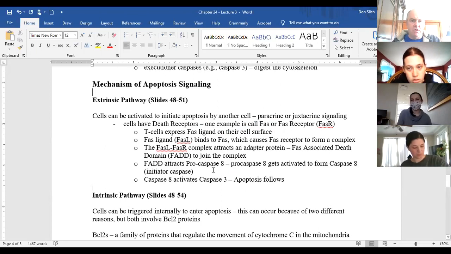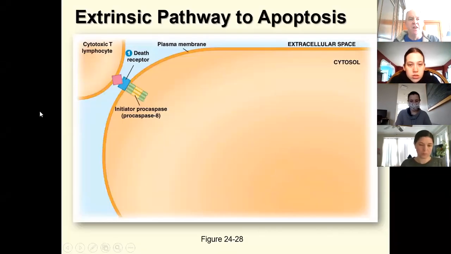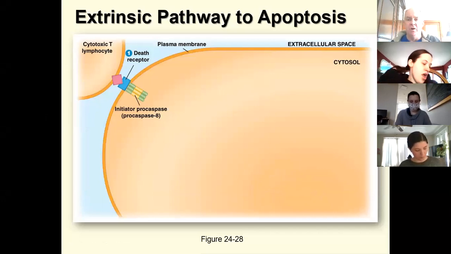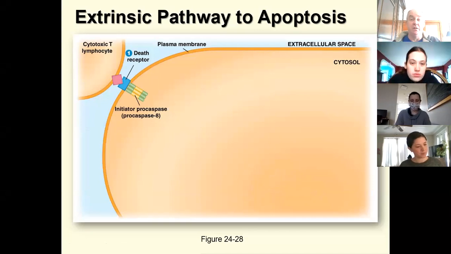Okay, let's go to new share. So this is the extrinsic pathway, which means that another cell comes and tells the cell to die. This is what I was alluding to when I talked about juxtacrine hormone interactions. That's when one cell touches another cell, and that causes activation of signal transduction.